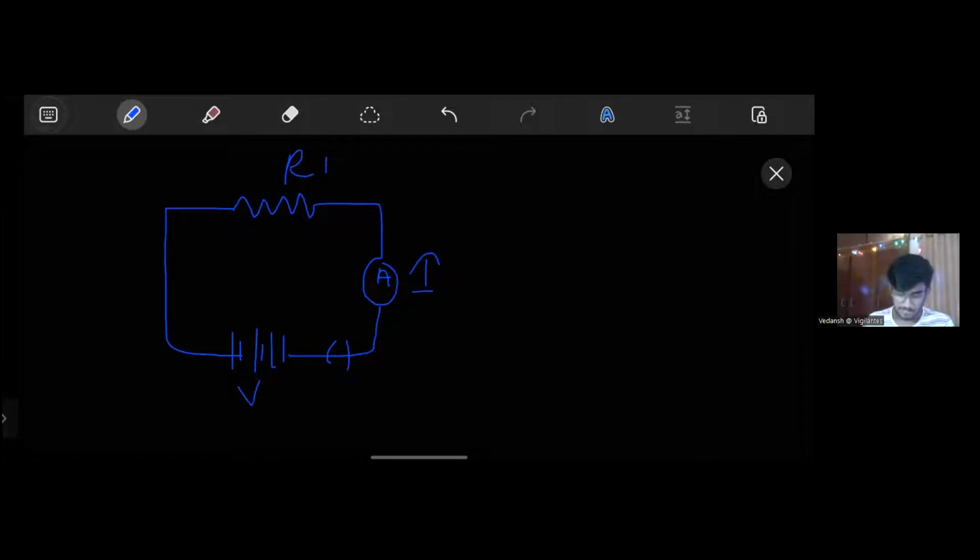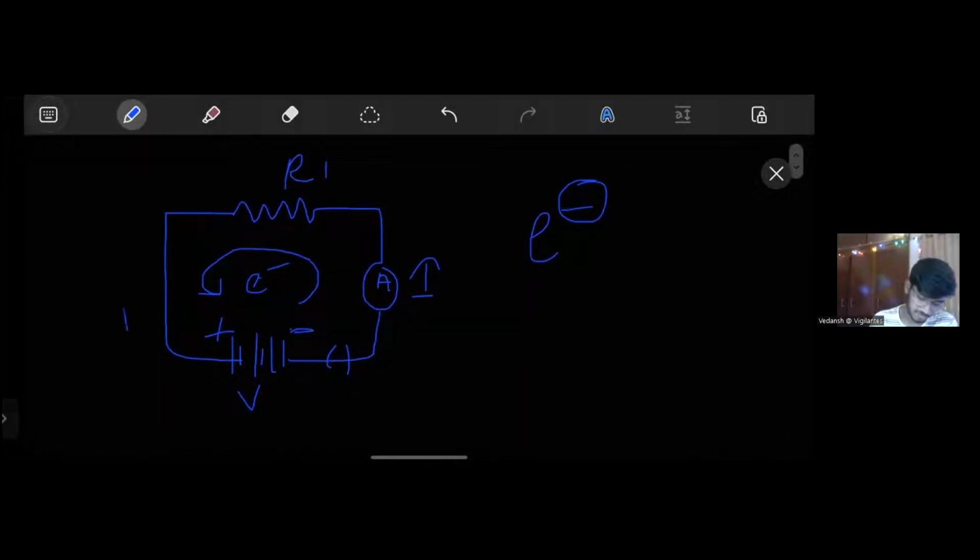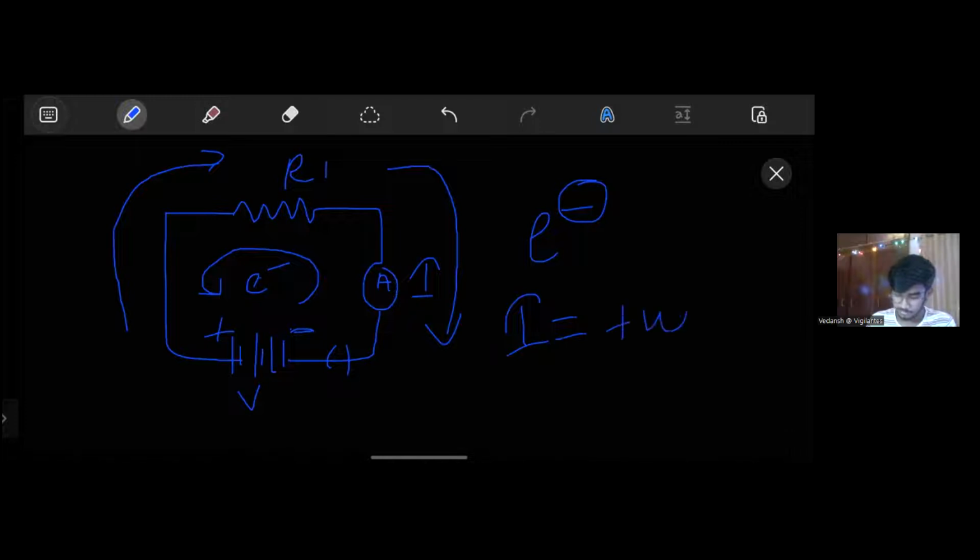Now, as we all know, electrons have negative charge on them. They flow from the negative pole to the positive pole. Okay, so this arrow indicates the flow of electrons. Now, current, on the other hand, flows from the positive pole towards the negative pole, because current has positive charge on it, right? Current is basically a positive entity.